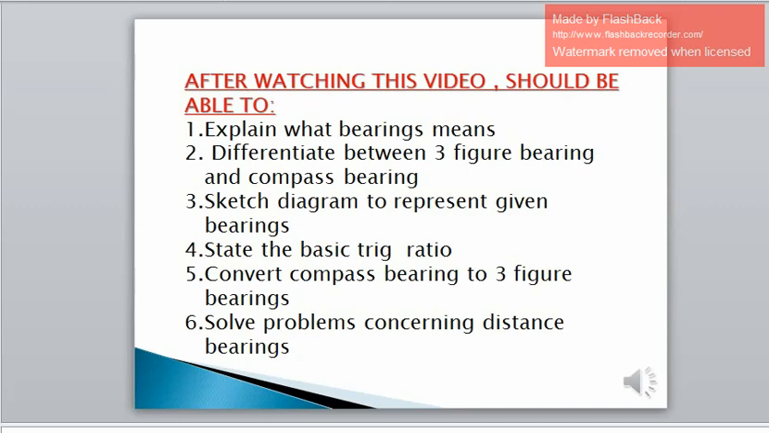Explain what bearings means. Differentiate between a three-figure bearing and a compass bearing. Sketch a diagram to represent given bearings, both in compass form and in three-figure form. State the basic trigonometry ratios. Convert compass bearing to three-figure bearings and vice versa. That is, converting compass bearing to three-figure bearing and converting three-figure bearing to compass bearing.